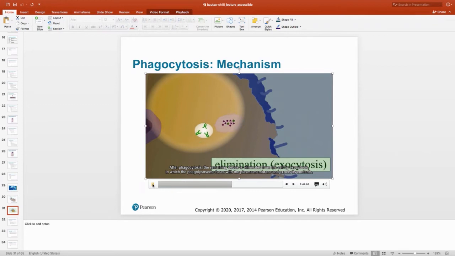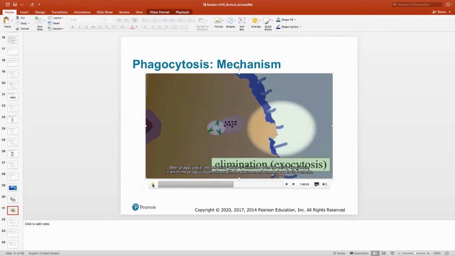After phagocytosis, the remaining debris is eliminated from the cell by exocytosis, in which the phagolysosome fuses with the plasma membrane and expels its contents. Some of the contents of the phagolysosome may also be presented on the cell membrane through a process called antigen processing and presentation.